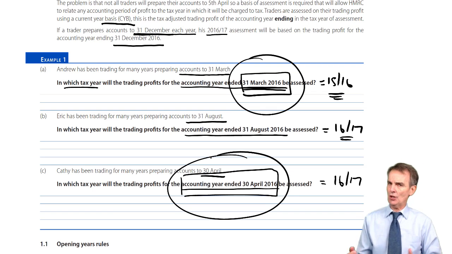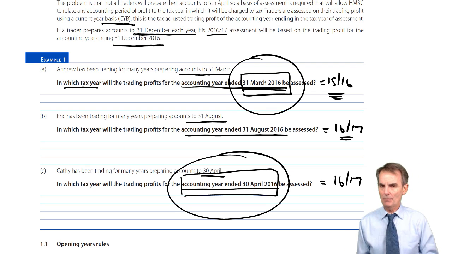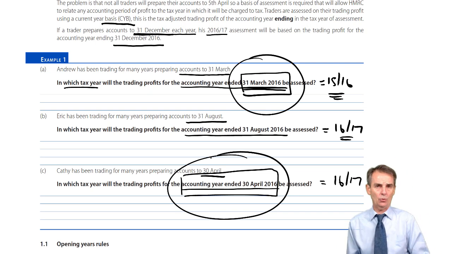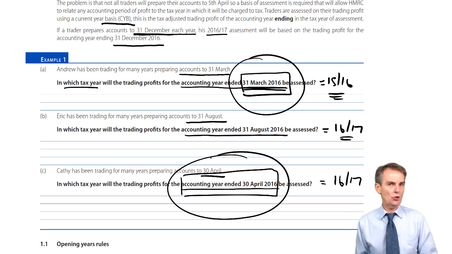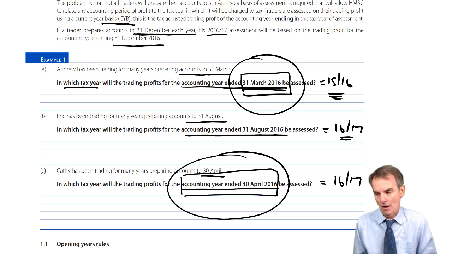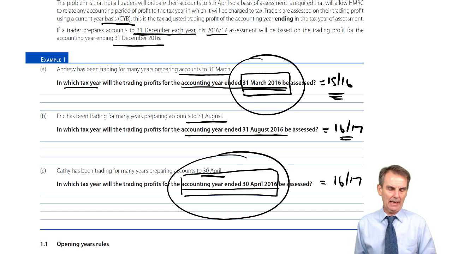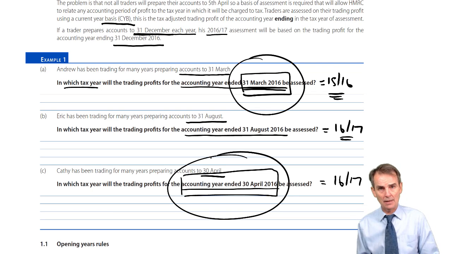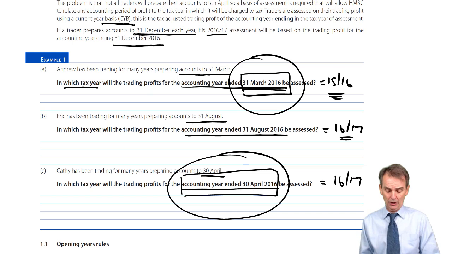Is it going to be end of March? Is it going to be end of April? But more of that later. To begin with, we have to learn the basic rules. Then we'll see how to use those rules to answer more interesting problems, such as advising the client of their new business what should be their sensible choice of accounting date. And as I said, that choice tends to narrow in exam questions to a choice between 31st of March or 30th of April. We shall see.